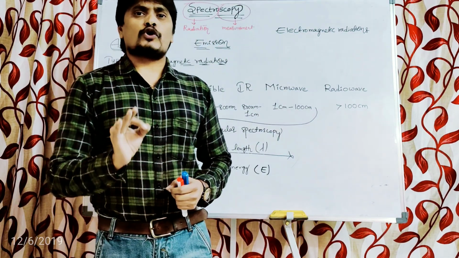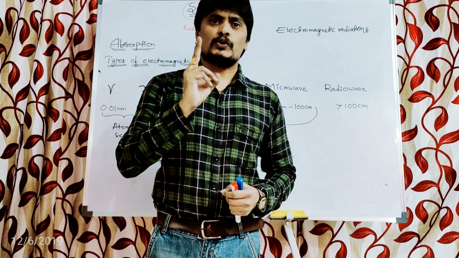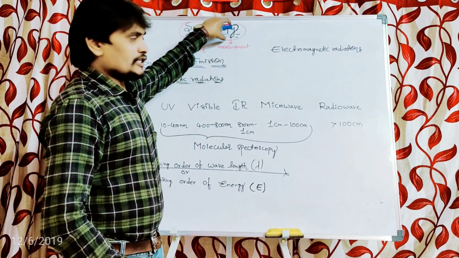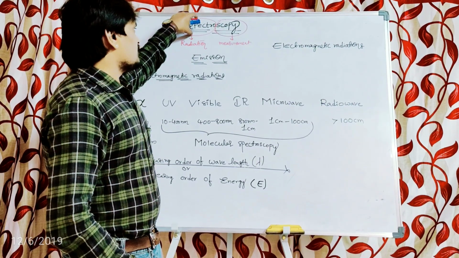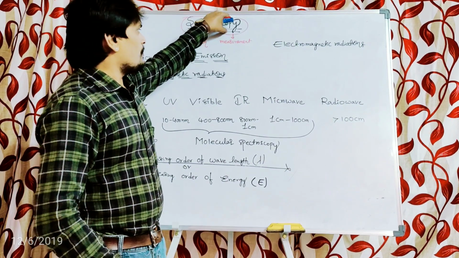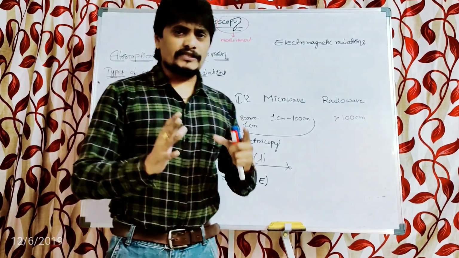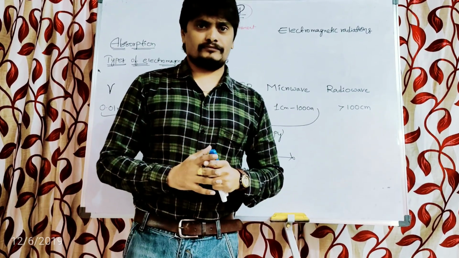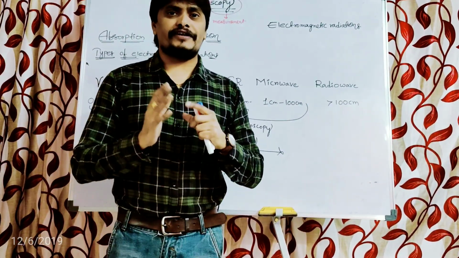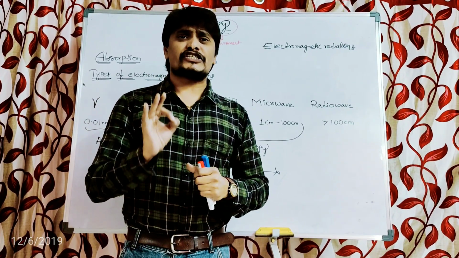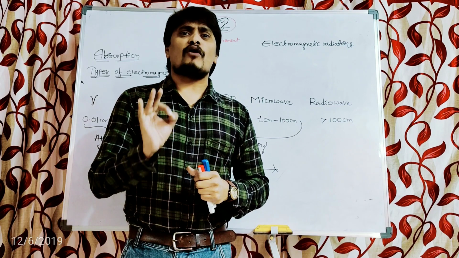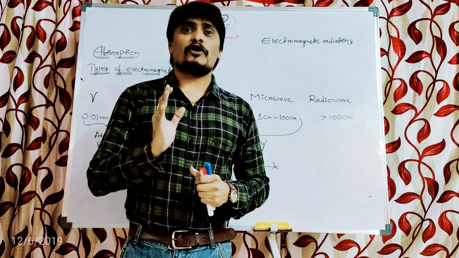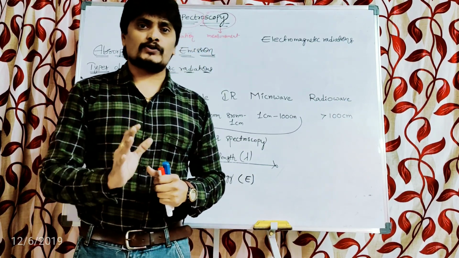Spectroscopy. The word spectroscopy has been derived from two words: spectro and scopy. Spectro stands for radiation, whereas scopy stands for measurement. Based upon this, we can say that spectroscopy is the measurement of radiation. This is the concise definition of spectroscopy, but it is not the actual or precise definition.